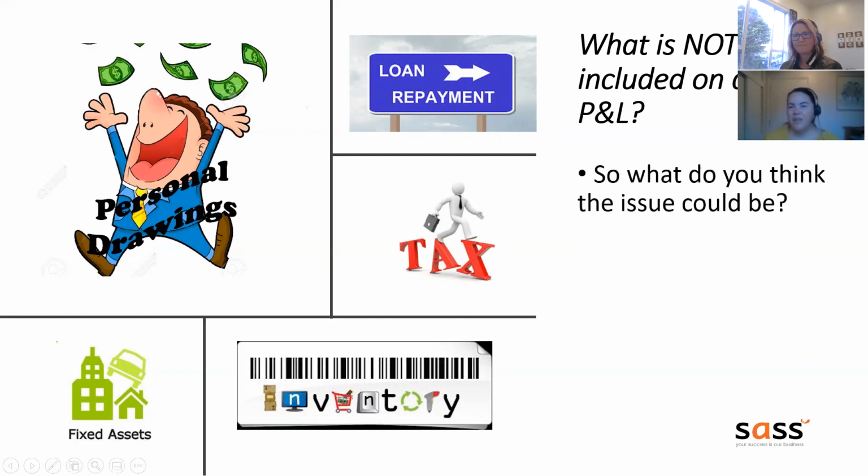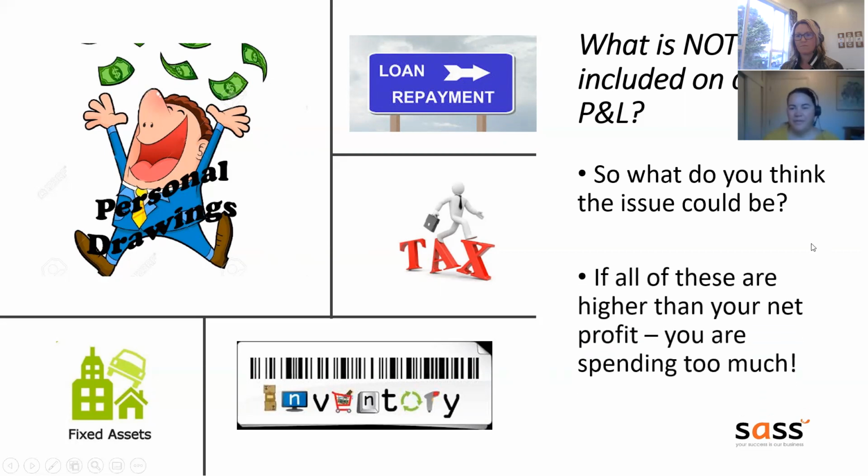So what do you think the issue could be of where your cash has gone? Go back to that statement where we've got a great net profit, but no cash in the bank. So if all of these things here, our drawings, our loan repayments, our tax payments, inventory, and maybe that car, if all of those are higher than our net profit in our P&L, we're actually spending too much money, aren't we, Lisa?